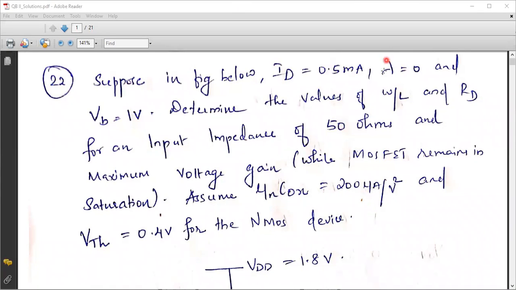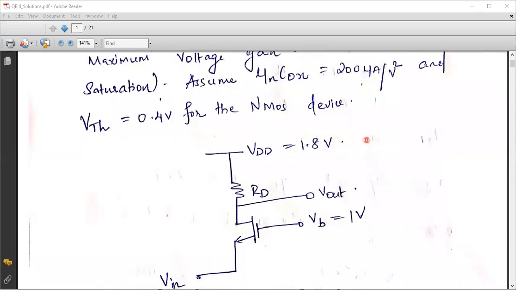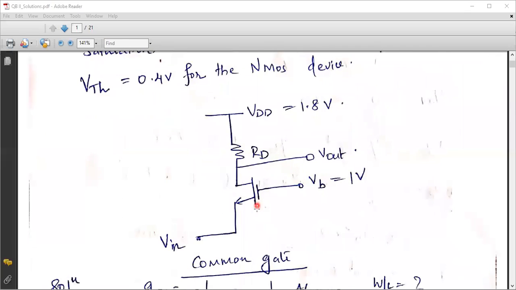Lambda indicates the channel modulation. So there is no channel modulation effect, so that can be discarded. Accordingly, you need to take the equation for ID and solve for the values of W by L and RD. W by L is the aspect ratio and RD is the drain resistance. The circuit diagram is given in the question. You can copy down the circuit diagram.